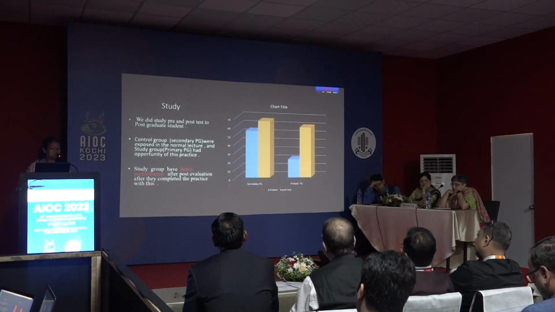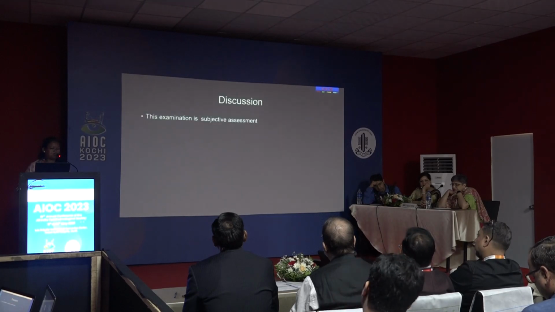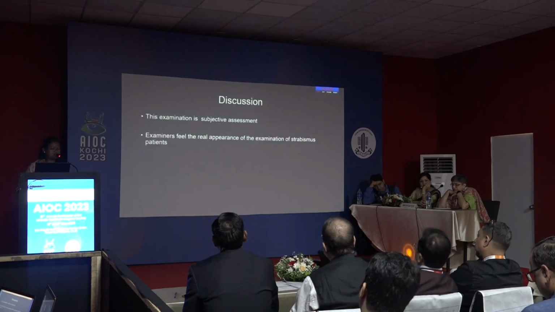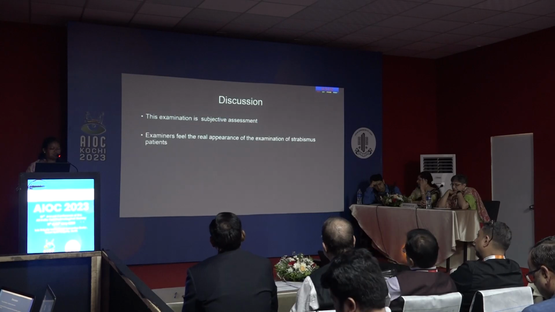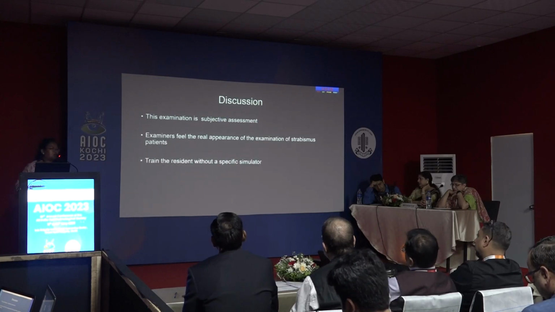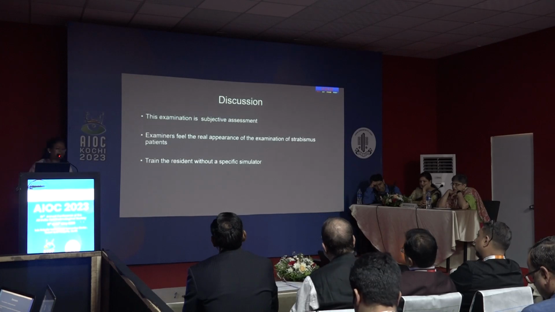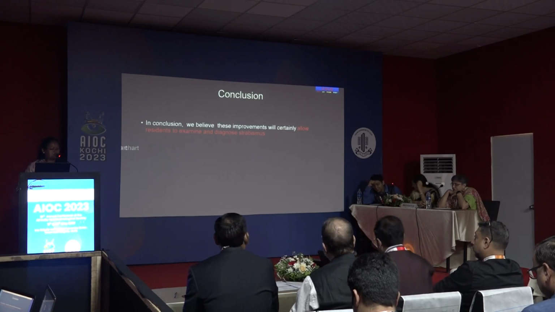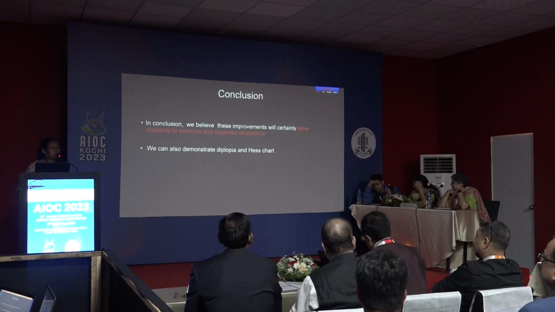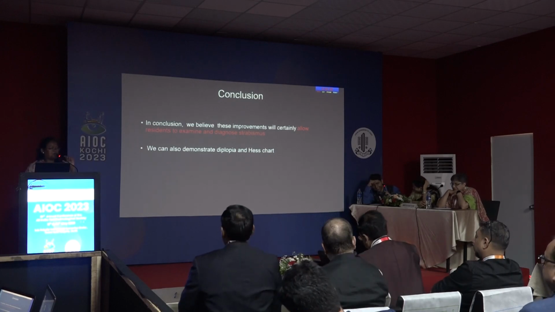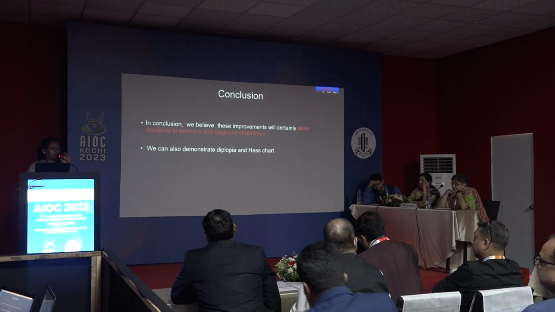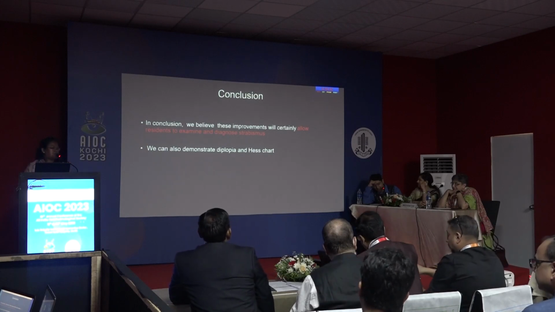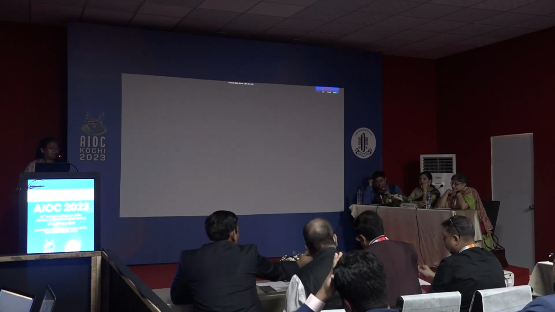So we did the study. The study group showed better performance after this evaluation. And coming to the discussion, these are subjective assessments, and examiners feel the real appearance of the examination of a strabismus patient, and it will train the residents without a specific simulator. So here I conclude that it allows residents to examine and diagnose strabismus. We can also demonstrate diplopia in an H chart, but only for horizontal paralytic strabismus, not for vertical strabismus. Thank you.